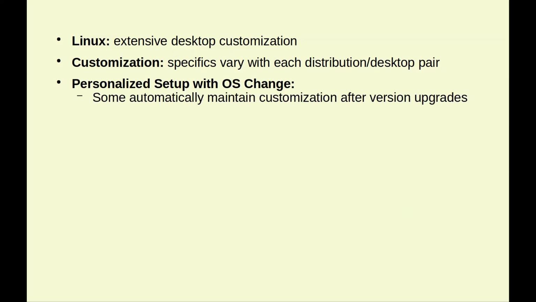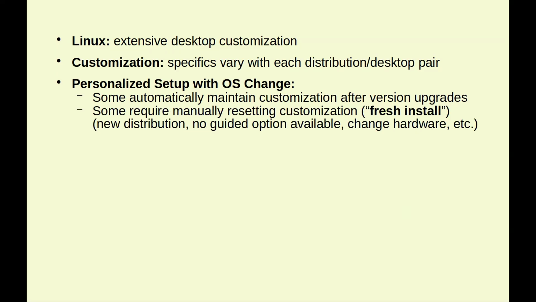without our control. In some cases, like when we upgrade the distribution these days, we generally keep all of our settings and we just upgrade and we just get a newer version. But in many cases, we can't do that. We have to manually reset it. And that is what I call a fresh install of an operating system. Some reasons might be if you decided to change distributions, if that distribution doesn't have an option to do it automatically for you, you change computer hardware, you get a new computer, etc.